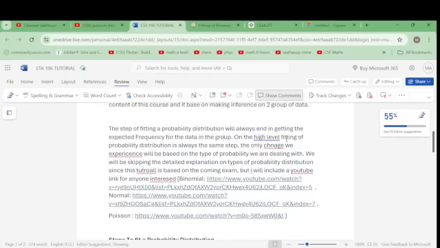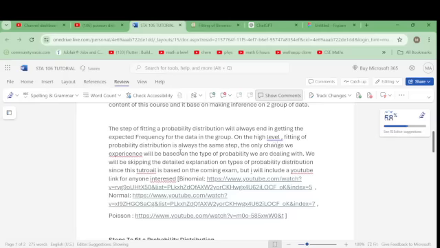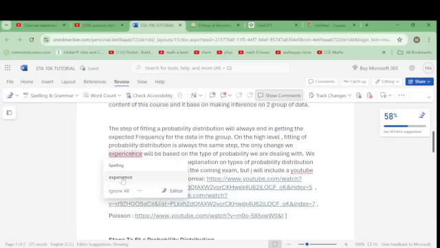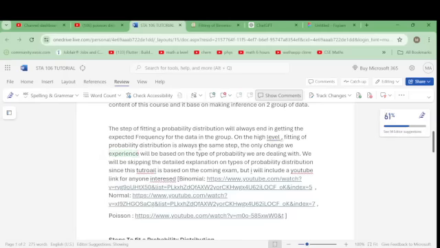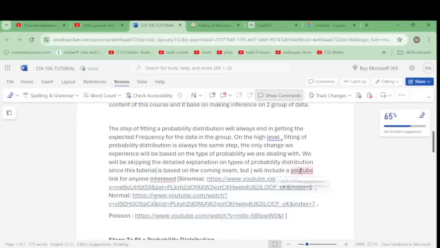Now, on a normal day, fitting of a probability distribution is always the same step. No matter what kind of probability distribution you are given, you will always follow the same step. The only change we experience will be based on the type of probability distribution we are dealing with. We'll be skipping the detailed explanation of types of probability distribution since this tutorial is based on the common examination, but we'll be including some YouTube links for anyone interested.